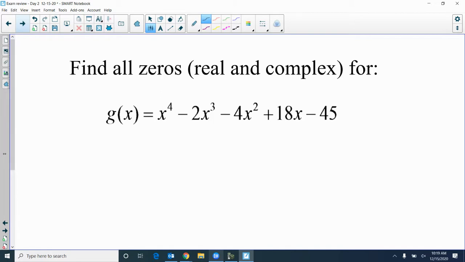You are allowed to use your calculator on the whole test, so that means, what should you do right now? Graph it. Graph it and see where it hits the x-axis.